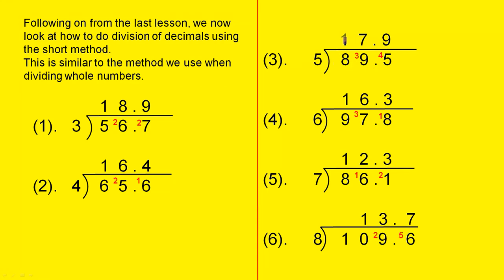5 into 89.5. 5 into 8 goes once, and 3 left over. 5 into 39 goes 7, and 4 left over. And 5 into 45 goes 9. Everything is aligned.